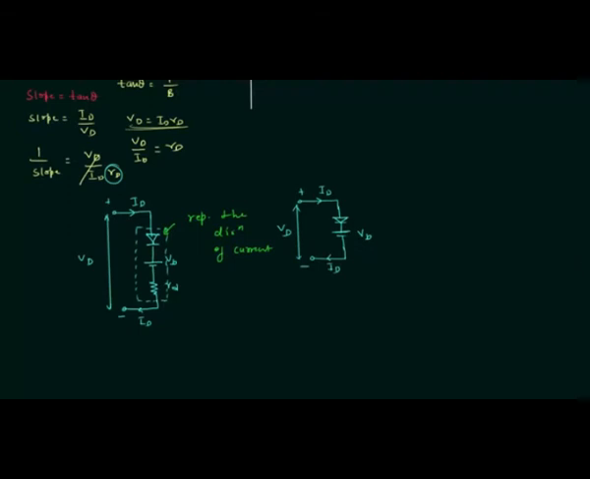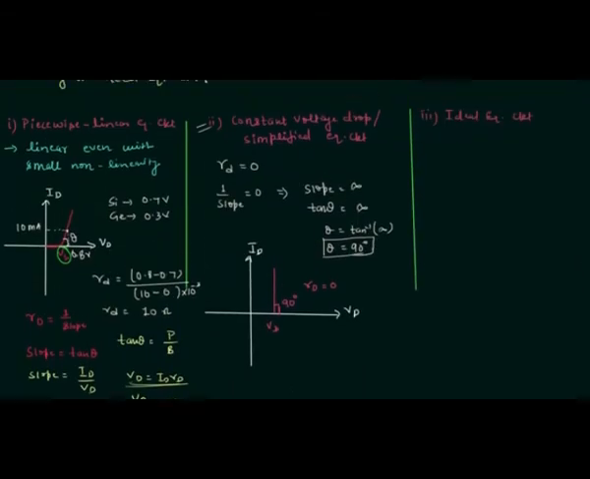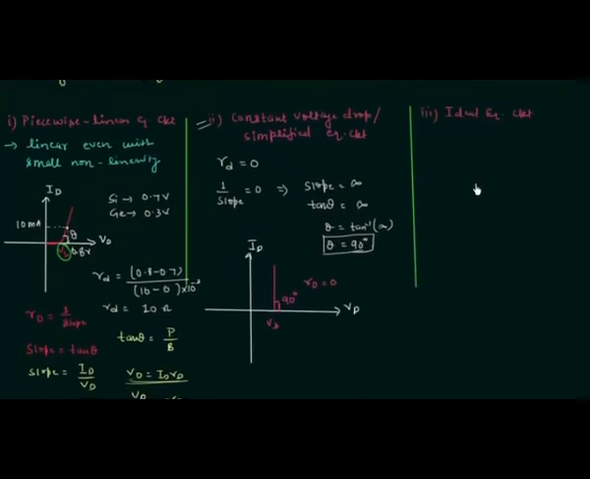Now we will move to the third model, that is the ideal model. And in case of ideal model, both diode resistance RD and barrier potential are equal to 0. This is something we have already covered in the last lecture, that the diode resistance is equal to 0 and barrier potential is also equal to 0 in case of ideal equivalent circuit. And it is very easy to plot it.